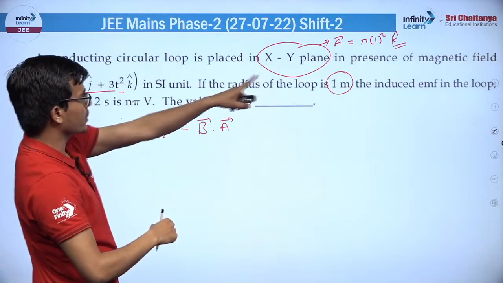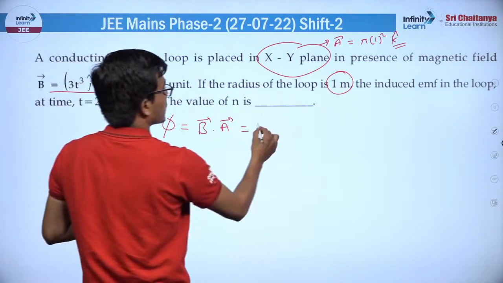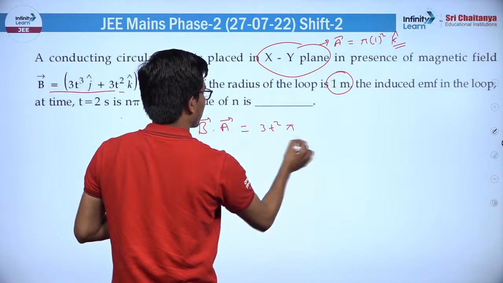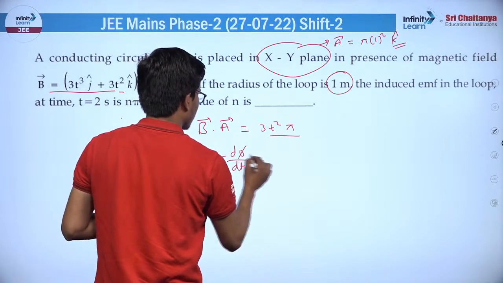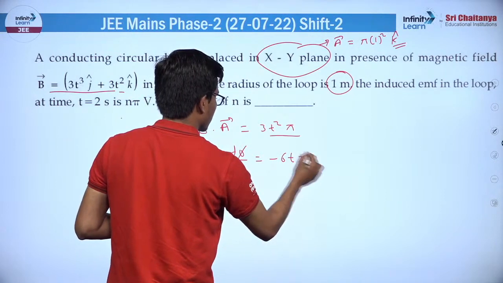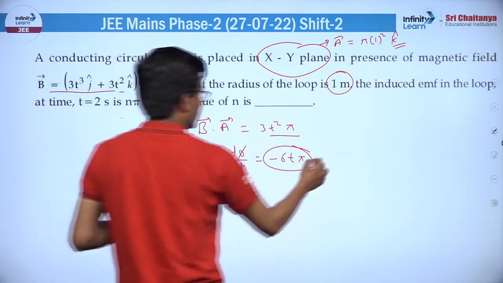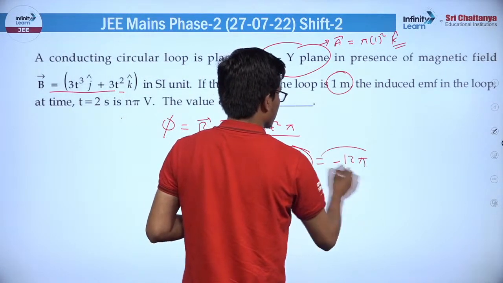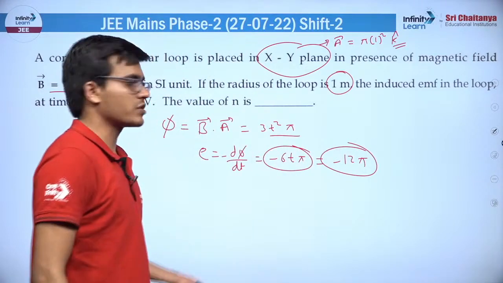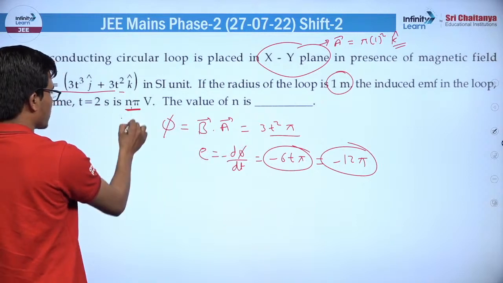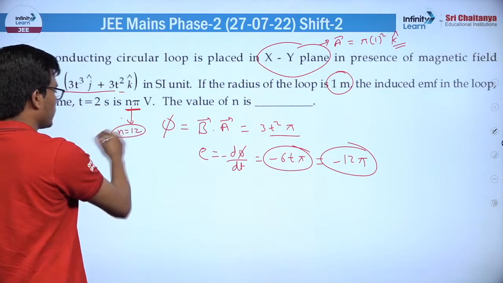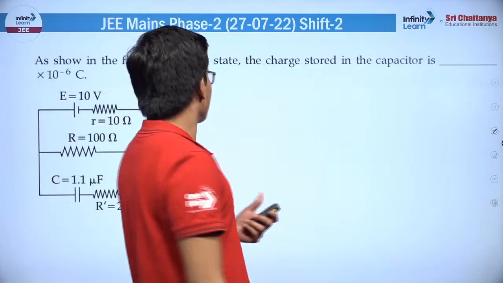Just do the dot product, k cap and k cap will be 3t square into pi. And if I want to find the flux, it will be d phi by dt, or minus d phi by dt, it will be minus 60 pi. And time is given to you as 2, so the answer will be minus 12 pi. Minus is just telling you it will oppose the change, right? So if you compare this term to this, the n value will be 12. N value will be 12.